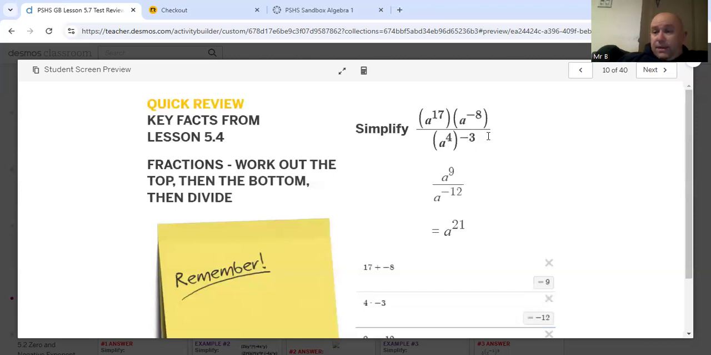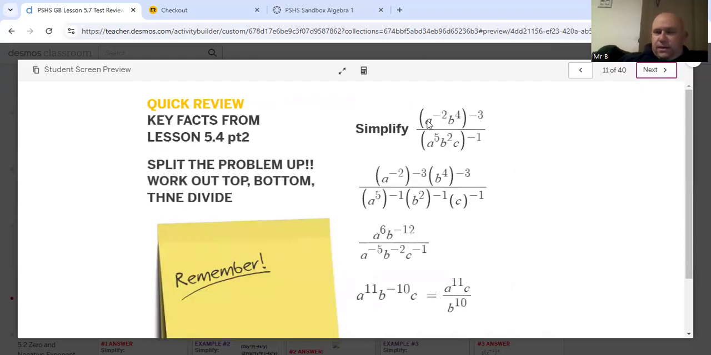And on the bottom, this is power to power. 4 times -3 is -12. And then as it's a division question, I would subtract the exponents. So this is supposed to be, oh no, that is 9, not -9. I apologize. I can see it says 9 here. 9 take away -12 does give us 21. And that would be the correct answer.